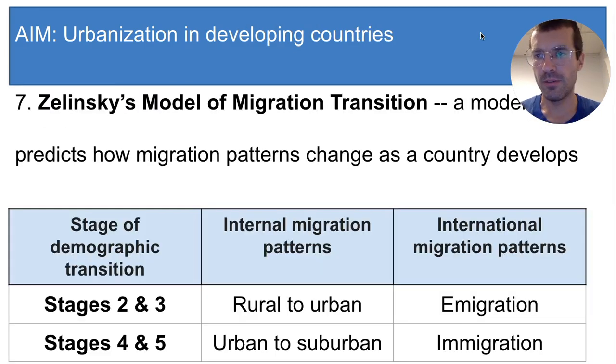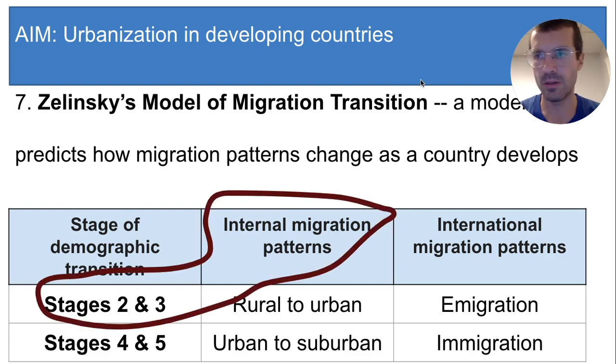In the last lesson, you learned about the migration transition model, which says that migration patterns in a country change in predictable ways as the country increases its level of development. And today, we're going to focus on just one aspect of the model: internal migration in developing countries. Those are the countries that are in stage 2 or stage 3 of the demographic transition. You learned earlier that most internal migration in these countries is from rural areas to urban areas.